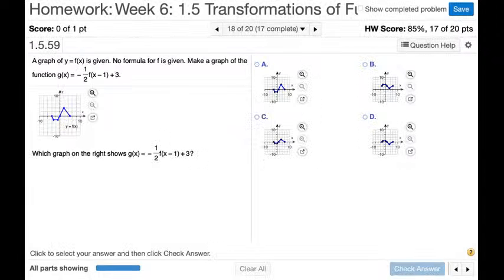Right 1, compressed vertically by a factor of a half, flip top to bottom. So it has to be either B or D. That moves from what, 2 to 4? I'm gonna go B. Wait a minute. And then it says up 3. Yeah, B definitely went up. Let's go B.